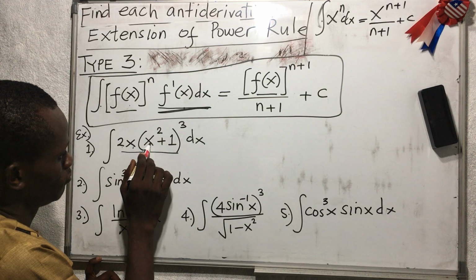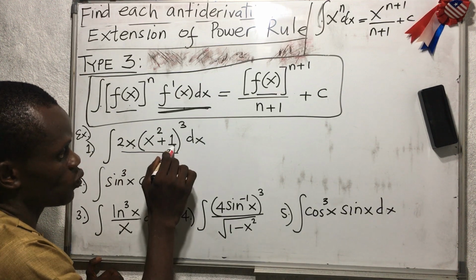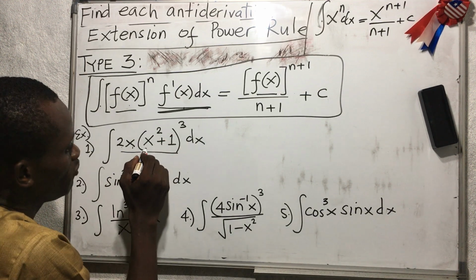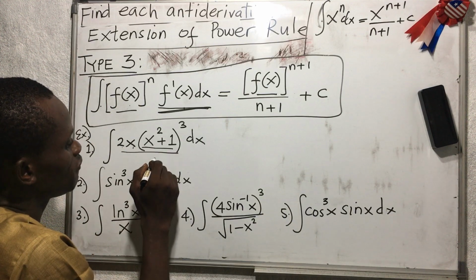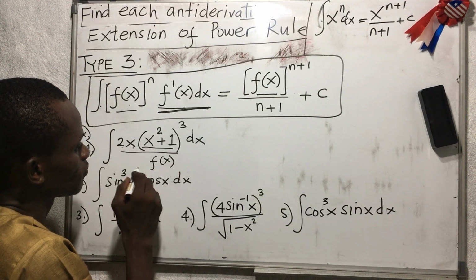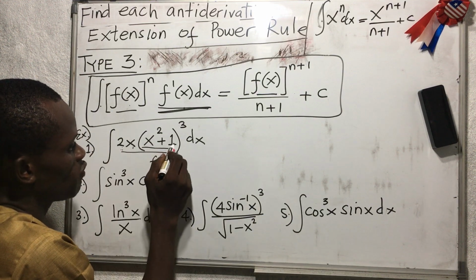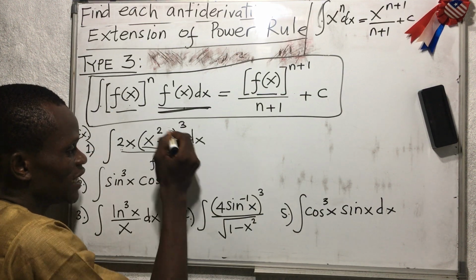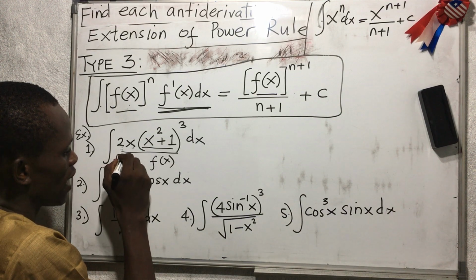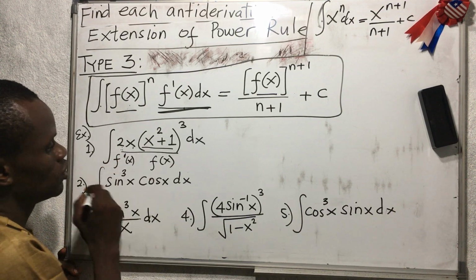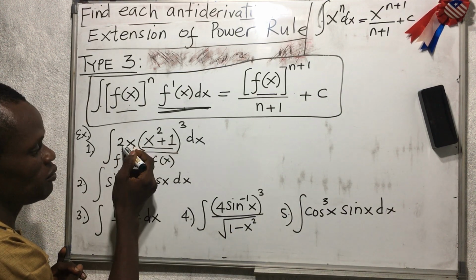2x times x squared plus 1 raised to the third power. Now if you look in here, this is the function called f of x. X squared plus 1, the derivative of x squared is 2x. The derivative of 1 is 0. So the derivative of the function in here is the 2x outside. So this is the derivative.